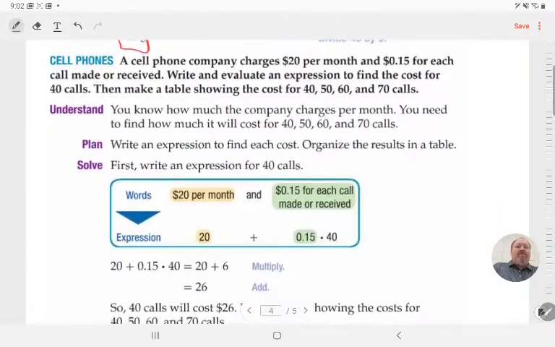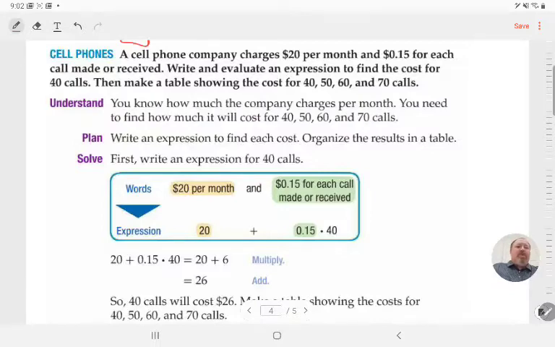All right. So let's look at a word problem. It says a cell phone company charges $20 per month and 15 cents for each call made or received. Write and evaluate an expression to find the cost for 40 calls. Then make a table showing the cost for 40, 50, 60, and 70 calls. So what do we know? We know how much the company charges per month. That's $20 per month. And we know that it charges 15 cents for each call made. So we want to find out how much is in 40, 50, 60, 70 calls. We can write an expression to find each cost. We can organize it in a table, and then we can solve it.